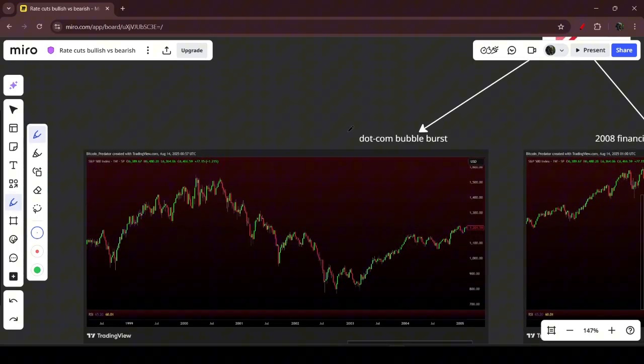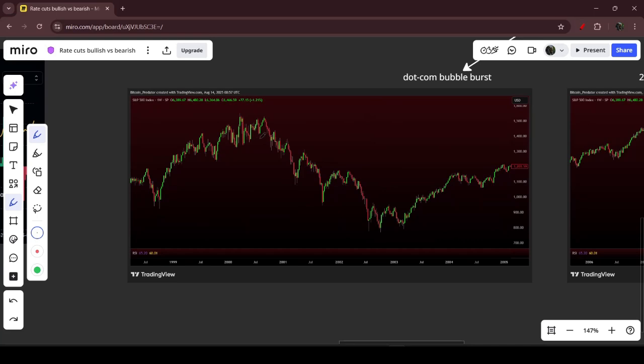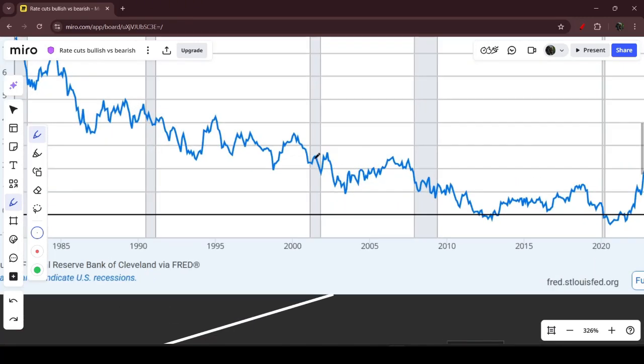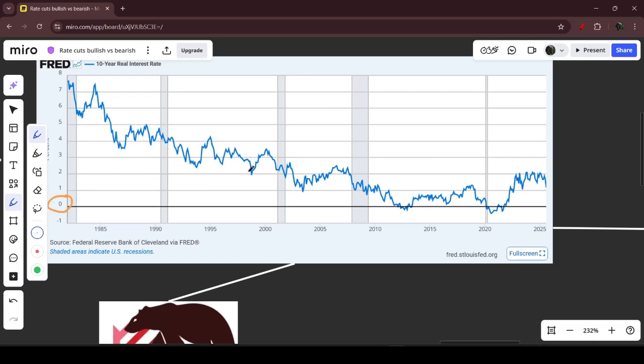The first one took place at the dot-com bubble burst. At the end of 2000, the Fed decided to cut rates. However, the market, the S&P 500 for example, dropped around 10% until 2003, when it started to get traction back again. And if you take a look at the real interest rate around this time, right here at the end of 2000, it was above 0%, sitting around 2.5% or something like that. And when the Fed started to cut rates, even though many people believe that it's going to be bullish, it started to decline.